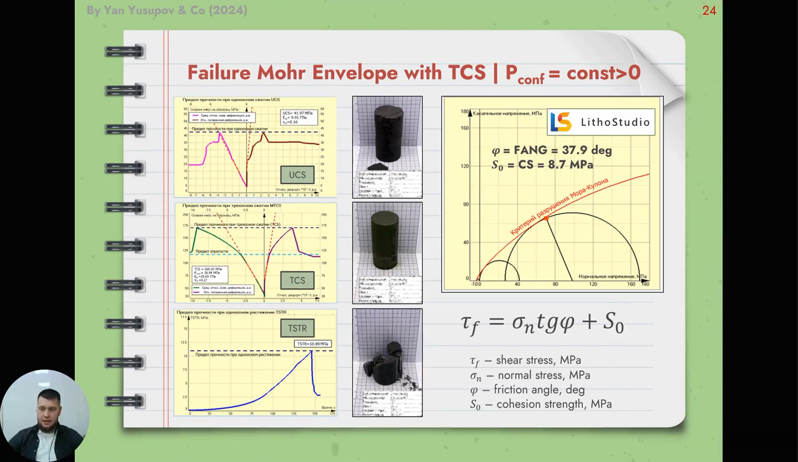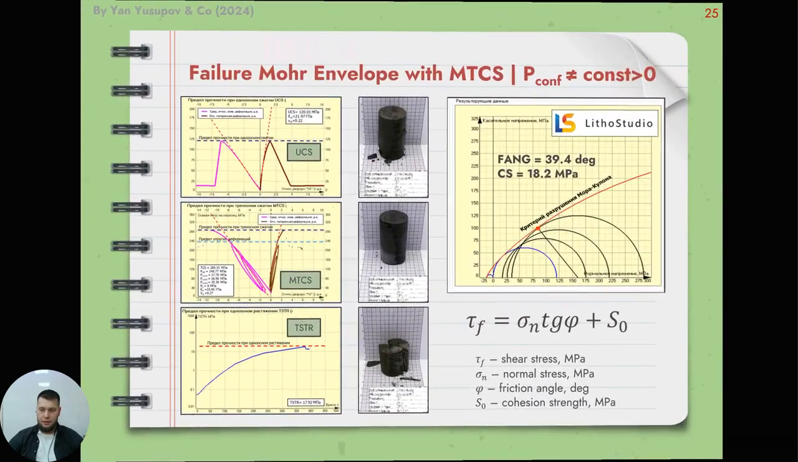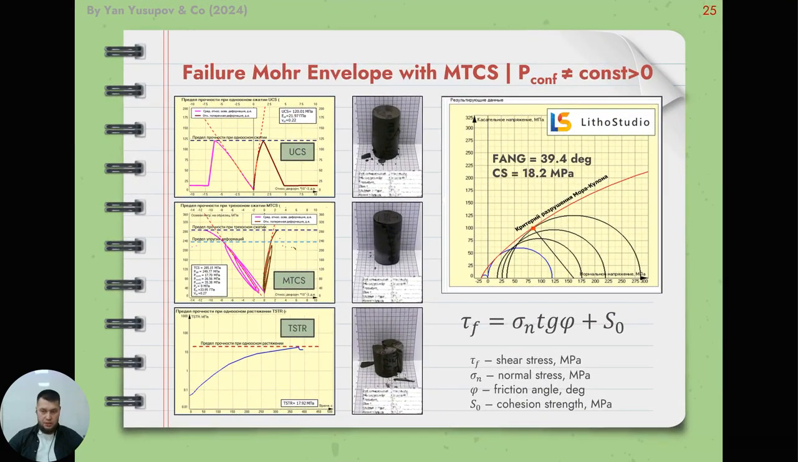In this case, you can see the result for the Mohr failure envelope that includes 3 circles. First is TSTR, second is UCS, and third is one-stage TCS. In this case, you can see the result of the Mohr failure envelope for 5 circles. The first circle is TSTR, second also UCS, and all the other circles are MTCS tests with different confining pressure.